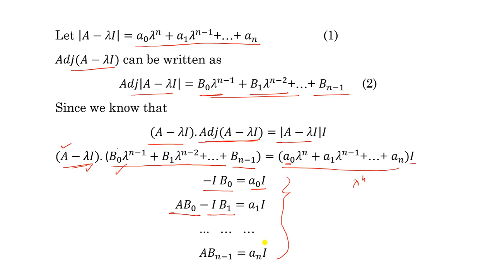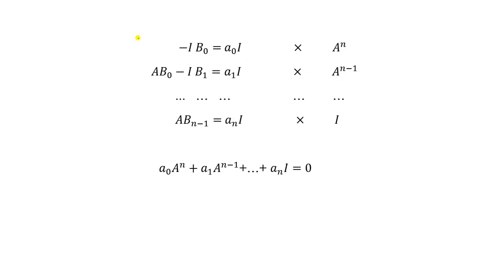Now what we have to do, look at this, I have written all these equations here once again. Multiply the first equation with A raised to power n, the second equation with A raised to power n minus 1, and so on, and finally multiply the last one with the identity matrix and add all these equations.